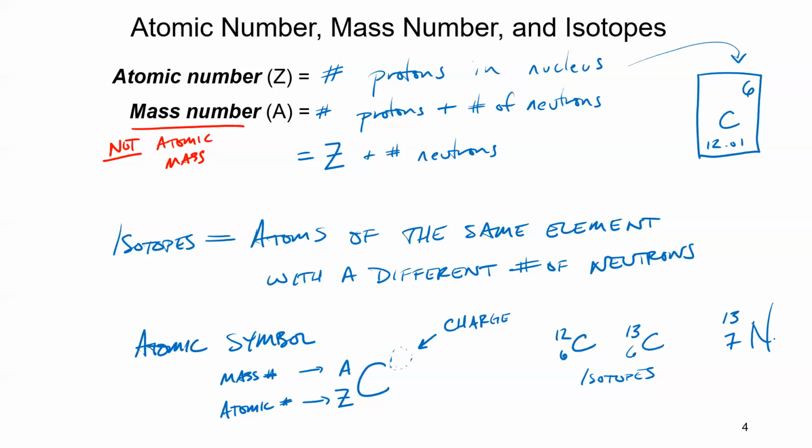And so the atomic number tells us which element it is, right? So this is unique to each element. The atomic number, right, is unique to each element. The mass number is not, right? Carbon 13 and nitrogen 13, those both have a mass of 13, even though they're different elements. Okay.